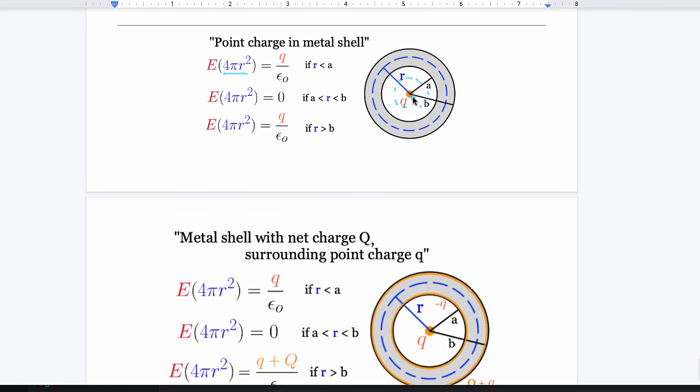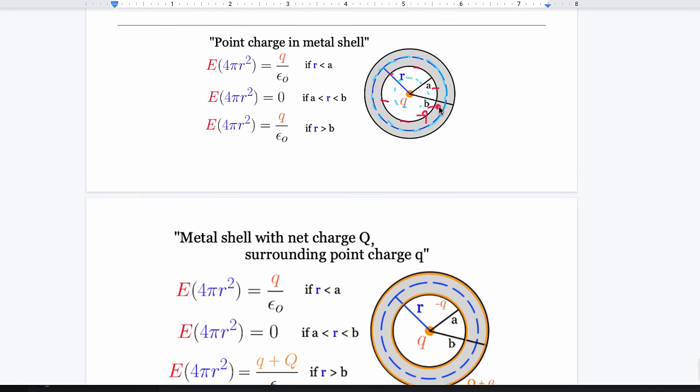Just Q, that's it. Okay, so what if you're out here in the guts of the metal? You might be like, oh, I still enclose Q, right? No, because what's going to happen is this charge Q is going to attract a negative amount of charge equal and opposite to what it is. So there's going to be a negative Q on the inside edge of this metal.